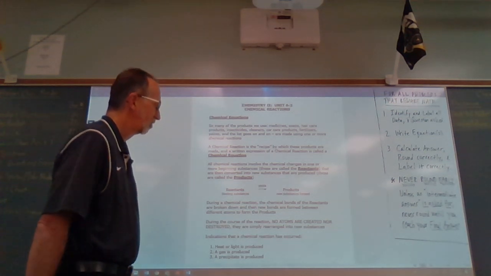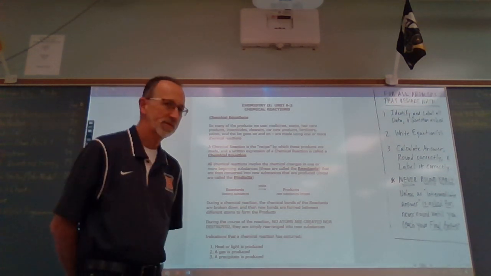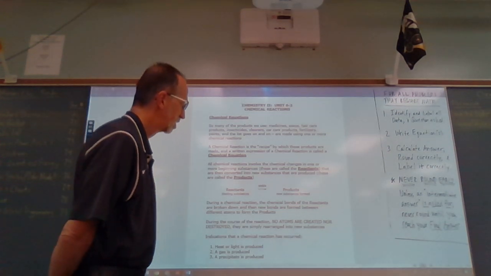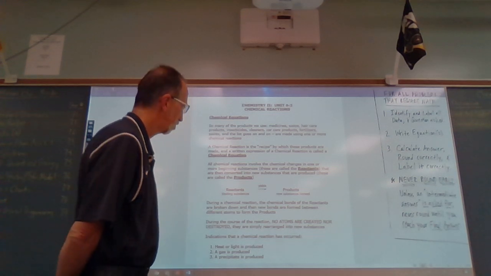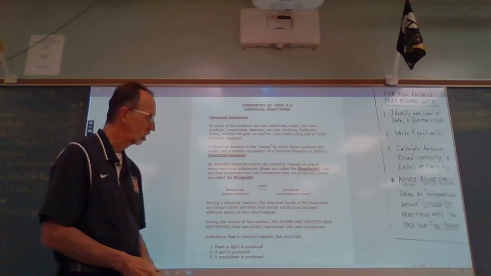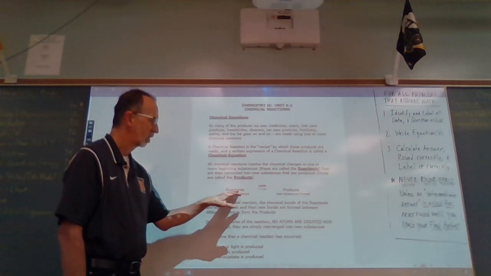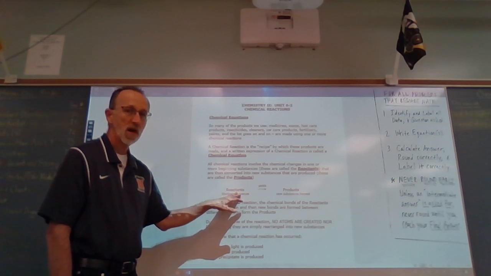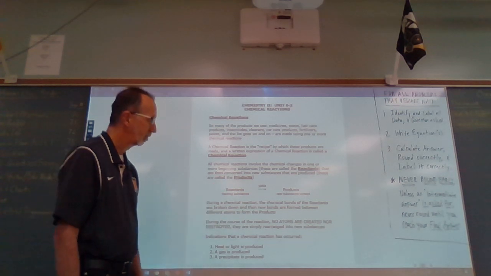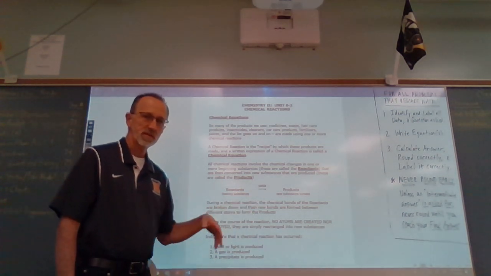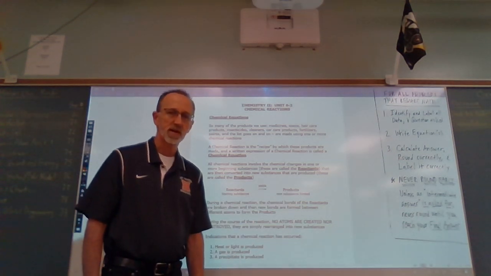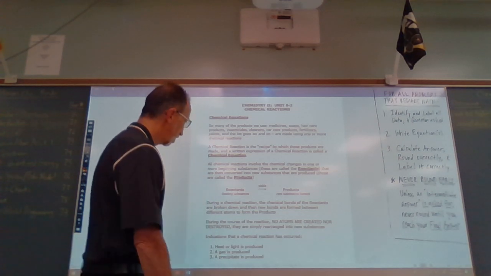All chemical reactions involve chemical changes in one or more beginning substances. Remember, these are called the reactants, which are then converted into new substances that are produced, and these, of course, are called the products. So the basic layout of a chemical equation is such that we start with our reactants. These are the substances we're beginning with. Could be elements, could be compounds, could be both. This arrow in the middle stands for yields. This is the yield arrow. And then the products are the new substances that are formed after the reaction has occurred.